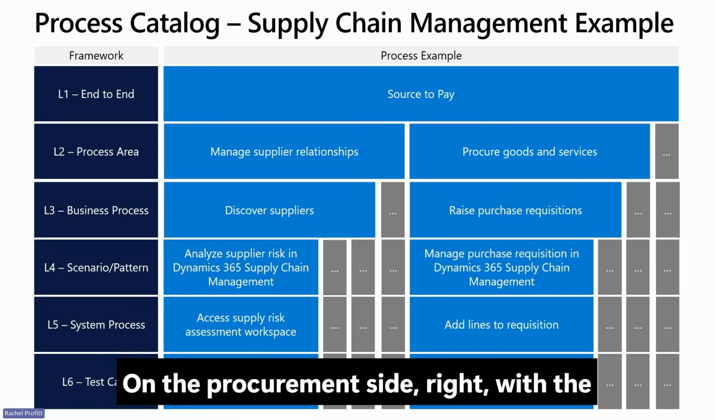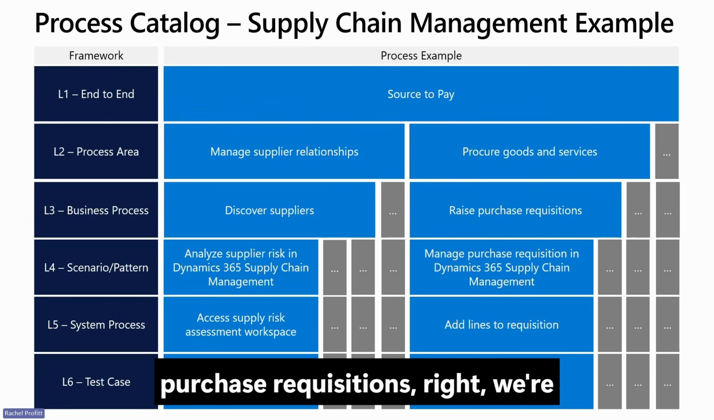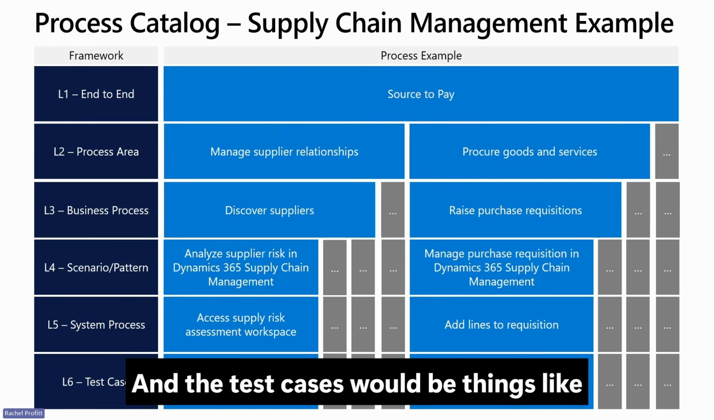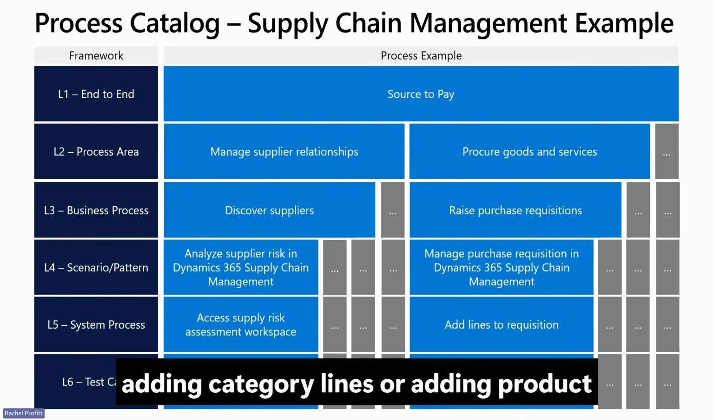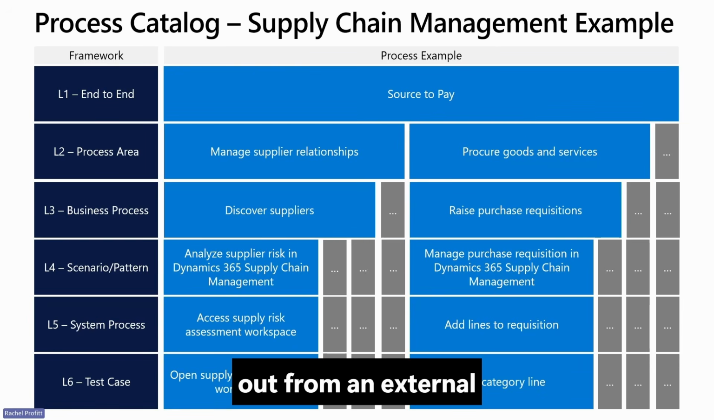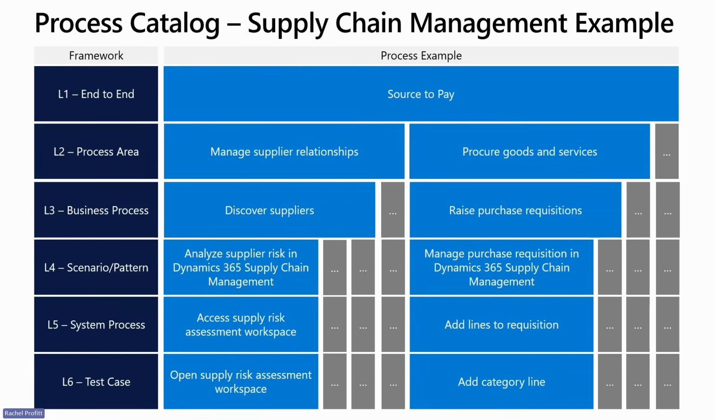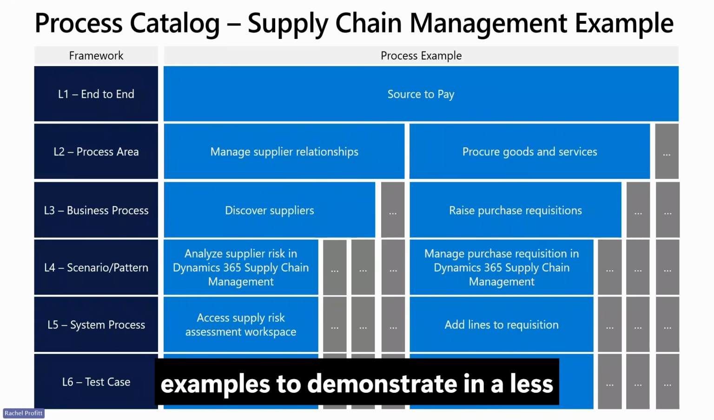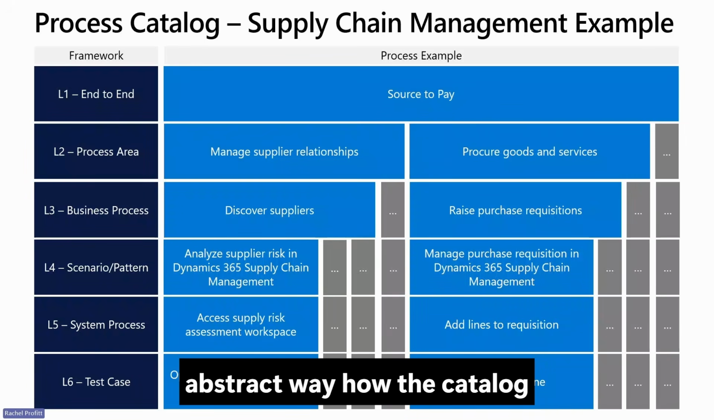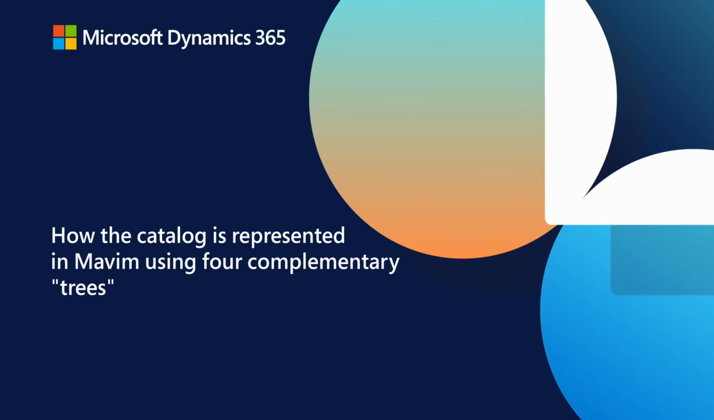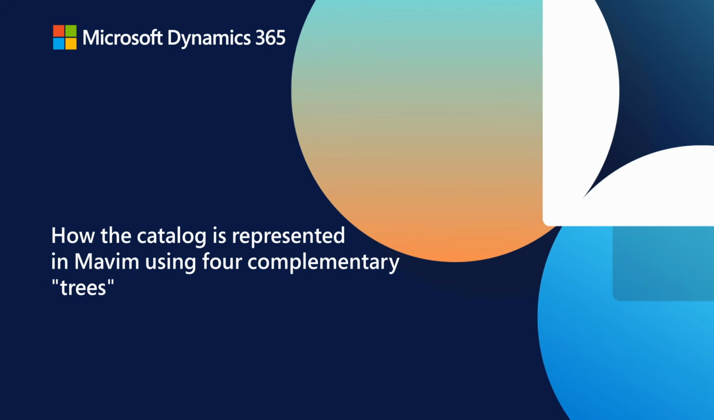On the procurement side, right, with the purchase requisitions, we're adding lines to the purchase requisition. And the test cases would be things like adding category lines or adding product lines. Or it could be like punching out from an external supplier website. So these are just a few examples to demonstrate in a less abstract way how the catalog levels are structured.